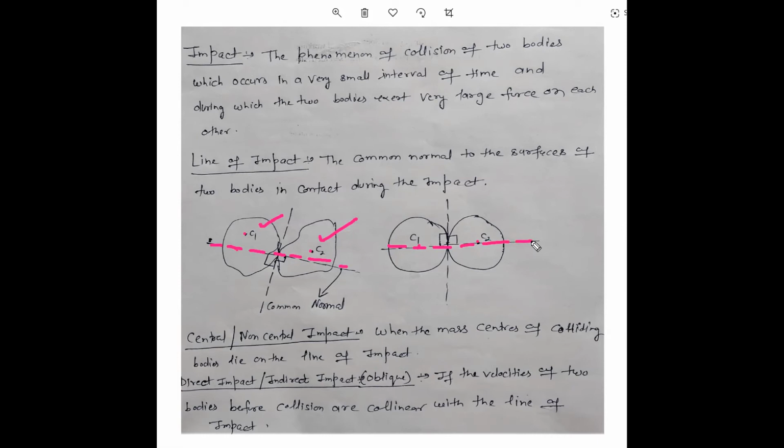Next is direct impact and indirect impact. The velocity of two bodies before the collision are collinear with the line of impact, then we call it a direct impact. What is the meaning of this? That before the contact, this body is coming in this direction, the body is coming from this direction, so that is the direction of velocity, and this velocity is not collinear, मतलब जो डायरेक्शन आपकी लाइन ऑफ इम्पैक्ट है उसकी डायरेक्शन ये है, तो both have a different direction. Line of impact and direction of velocity are different, and we call it an indirect impact.